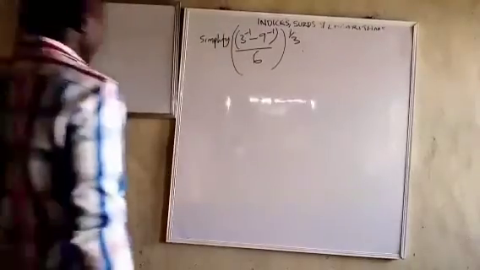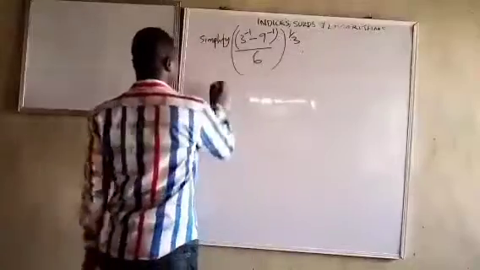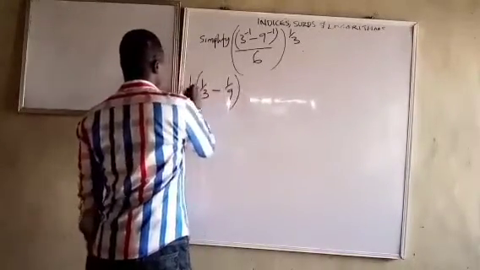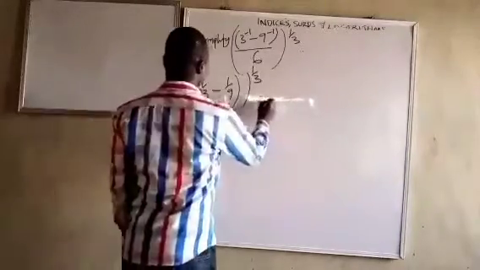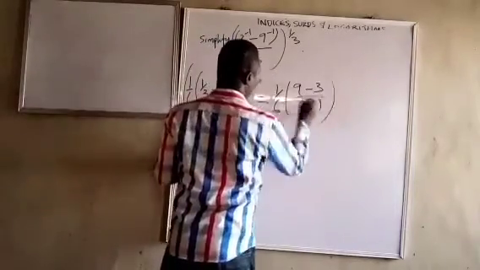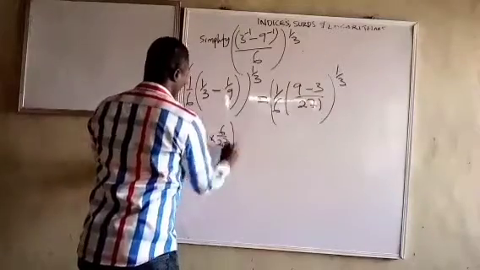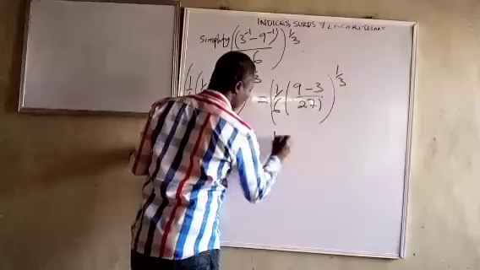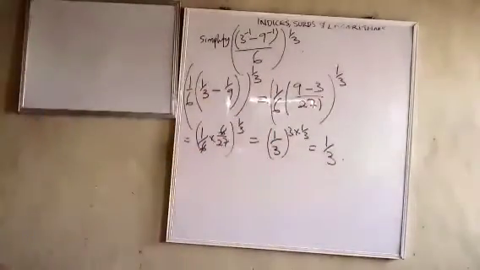Now we have this question. Simplify 3 raised to power minus 1 minus 3 raised to power minus 2, all divided by 6 raised to power 1 over 3. So what does this mean? It means 1 over 3 minus 1 over 9, and then we still have to find the cube root of this. So what does that give us? 1 over 6 into 9 minus 3 over 27. So this will give me 1 over 6 times 6 over 27, all to the power 1 over 3. So this one cancels this. It means that 1 over 3 cubed, times 1 over 3. So our answer is 1 over 3.